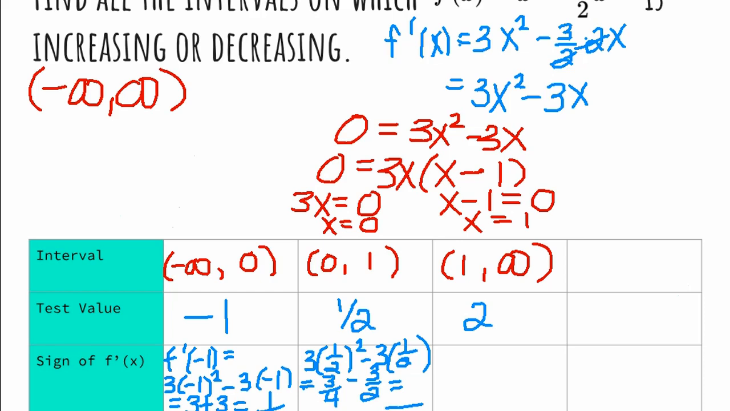And then with 1 to infinity, I'm going to plug in 2. So I get 3 times 2 squared minus 3 times 2. 2 squared is 4, 3 times 4 is 12, and 12 minus 6 is positive. So now it's increasing again. So I have something where my graph is going up, then it goes down, then it goes up again.